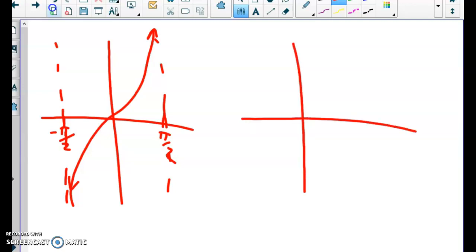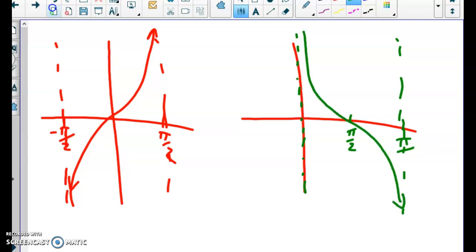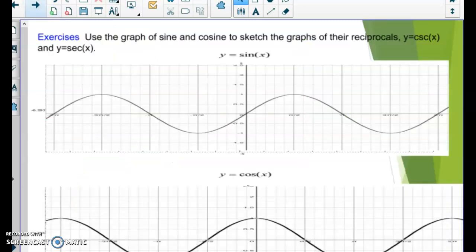For my cotangent graph, instead of the center of it being there, there's the first asymptote, and there's pi, and here's pi over 2. And it goes down from left to right. So this is your first period of cotangent, and this is your first period of tangent. Okay? I just wanted to make sure that I got one more example on that. We'll probably do some of that in class.